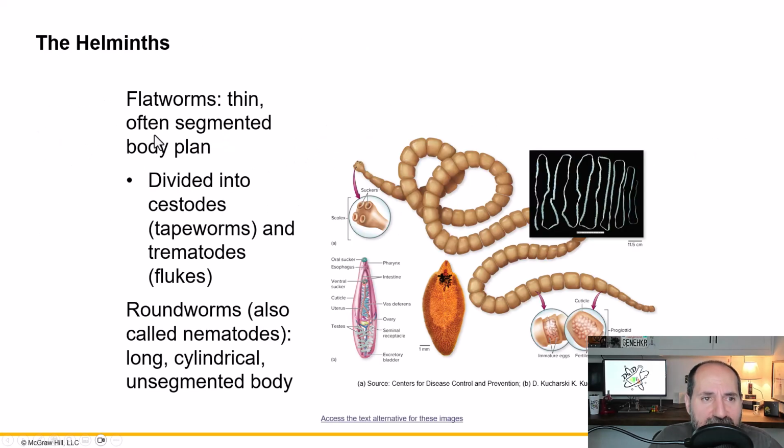Move on to the helminths. Helminths are worms, right? We have flatworms and we have roundworms. The flatworms are thin, often segmented worms. They're divided into two groups, the cestodes, which are the tapeworms, and the trematodes, which are the flukes. You should know that cestodes are the tapeworms, trematodes are the flukes. However, the roundworms are known as nematodes. You should know that roundworms are the nematodes.